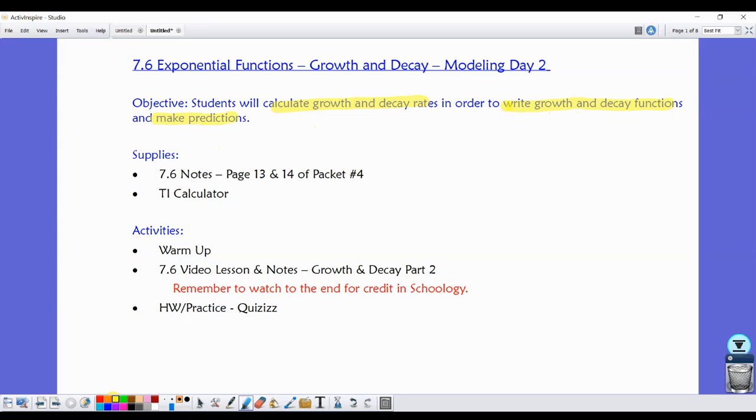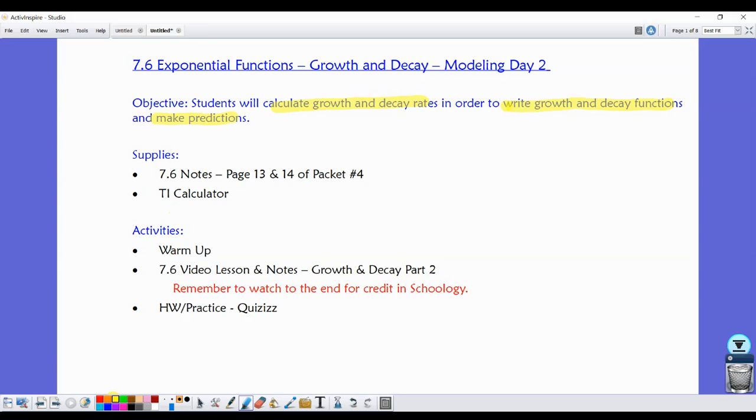The supplies you're going to need are the 7.6 notes, and that's on pages 13 and 14 in packet number 4. And I'll give you a link if you need to download that and print it. You can go ahead and do that. You definitely are going to need your TI calculator again today.